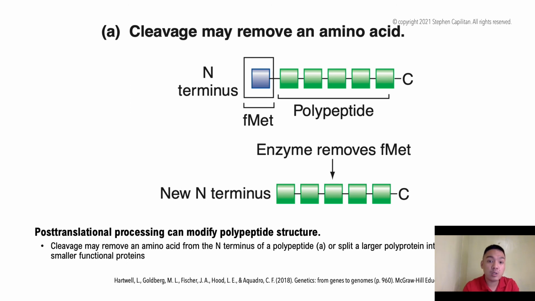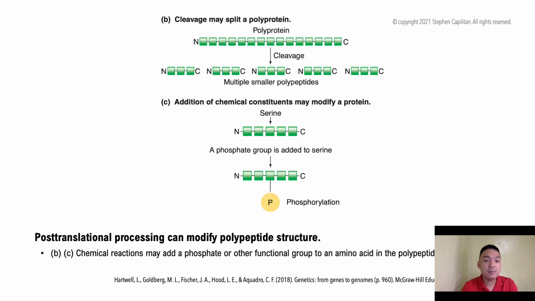and this shows some of the processes that may happen to an amino acid when it's undergoing cleavage. It's removing amino acids from the N-terminus of a polypeptide, or splitting a larger polypeptide into smaller functional proteins. So this one is removing the F-met, and this is now the new N-terminus of your polypeptide chain. It could be splitting a polyprotein from this long chunk into multiple smaller polypeptides.